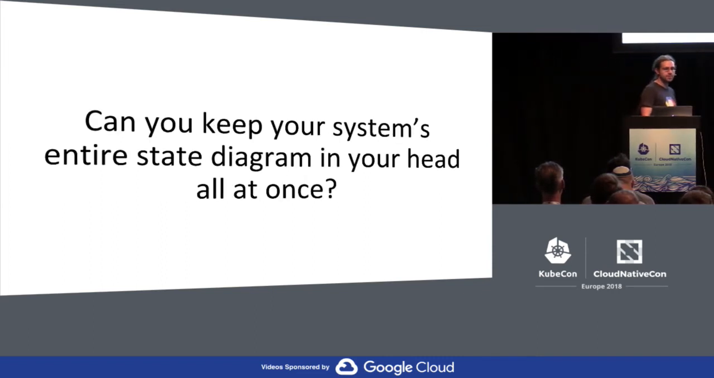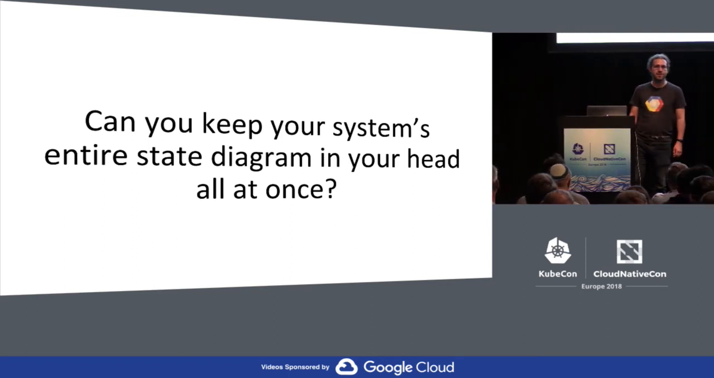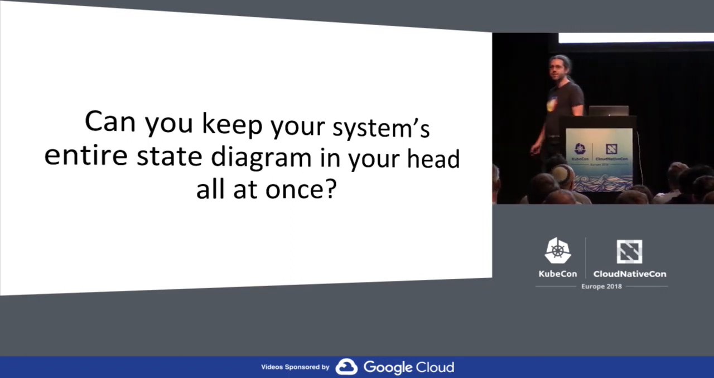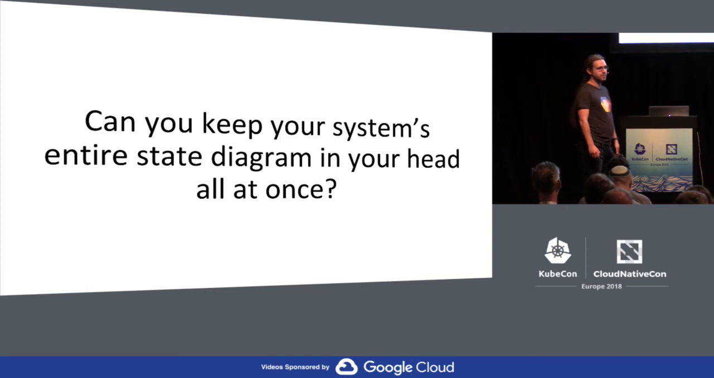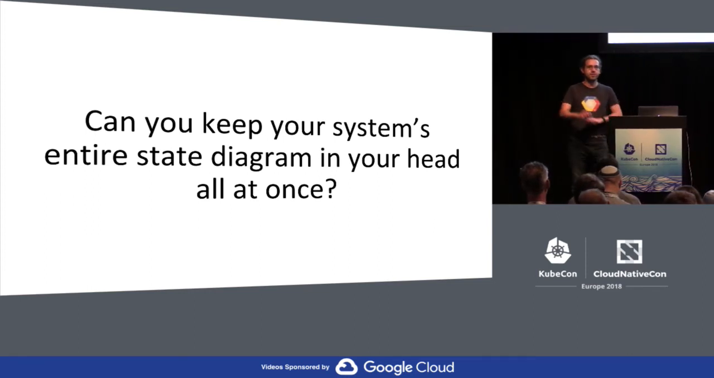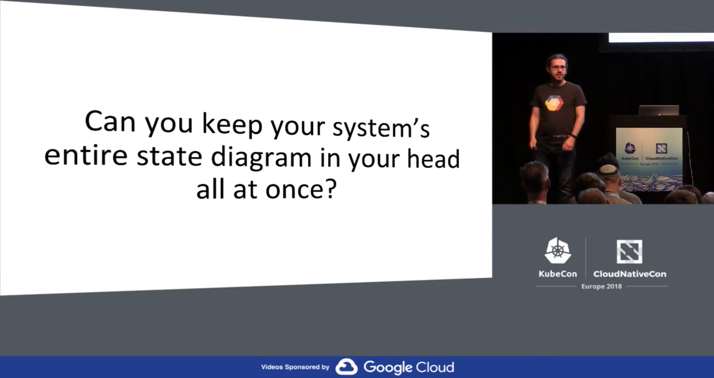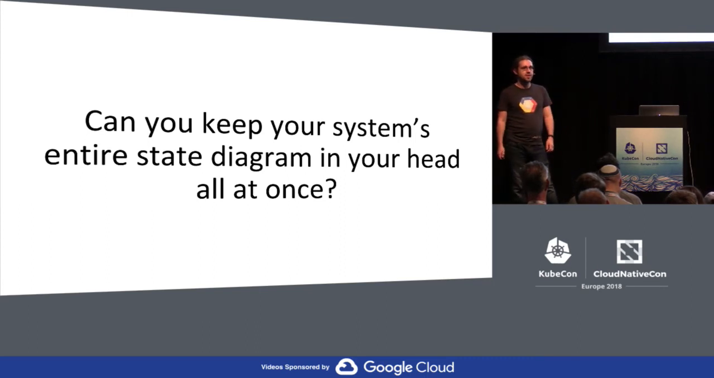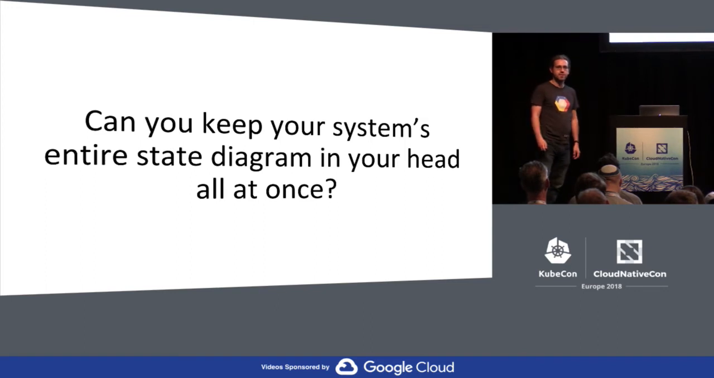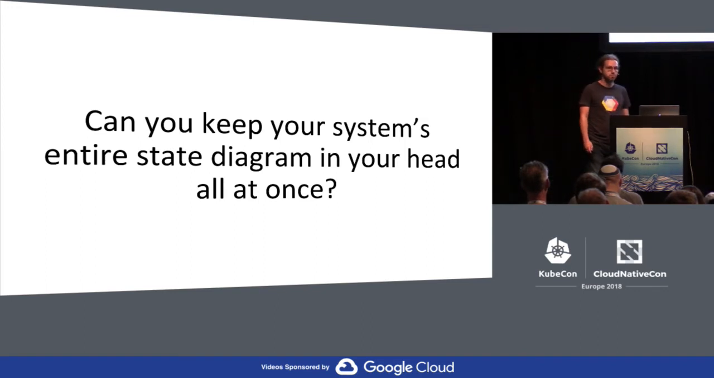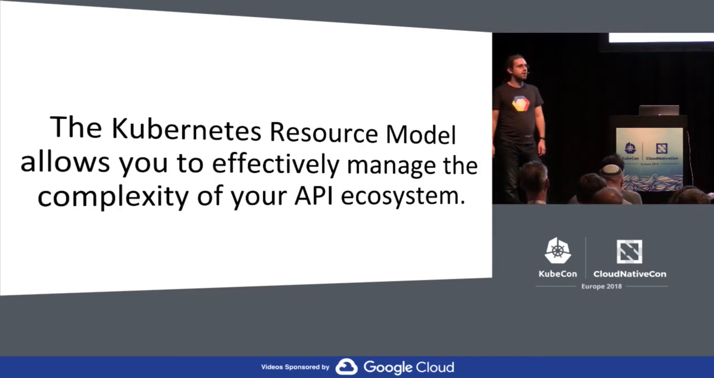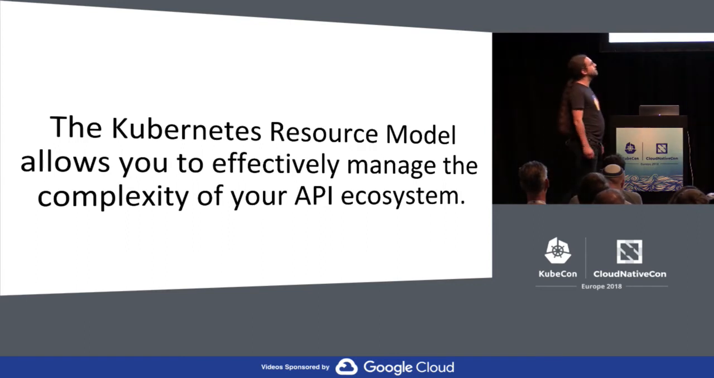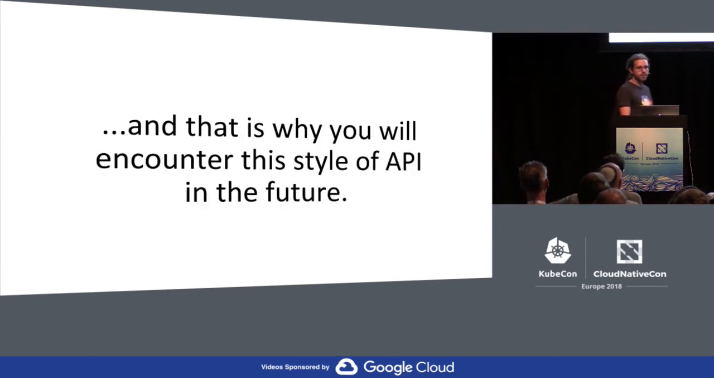Ask yourself, can you keep your system's entire state diagram in your head all at the same time? If you have more than 3 things in your system, I think the answer is probably no. That's just not humanly possible. If your state chart has like 500 spots in it, and you add a new state to the system, that's 500 places you have to go audit for bugs, because you've changed the meaning of the system. So the Kubernetes resource model allows you to effectively manage the complexity of your API ecosystem. And I think that is why you will encounter these APIs in the future.